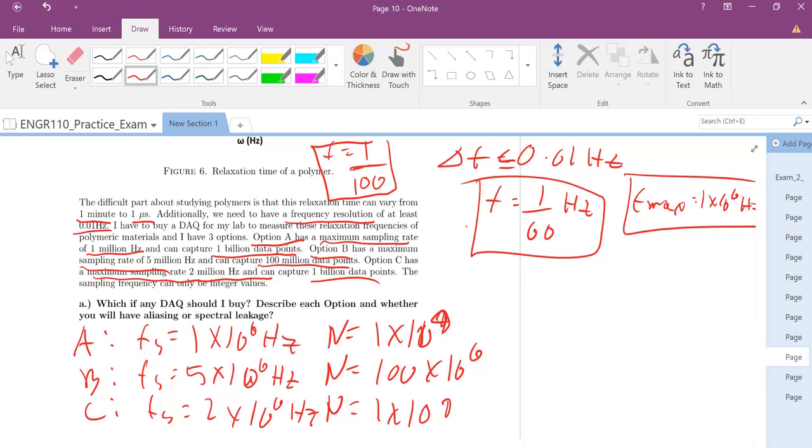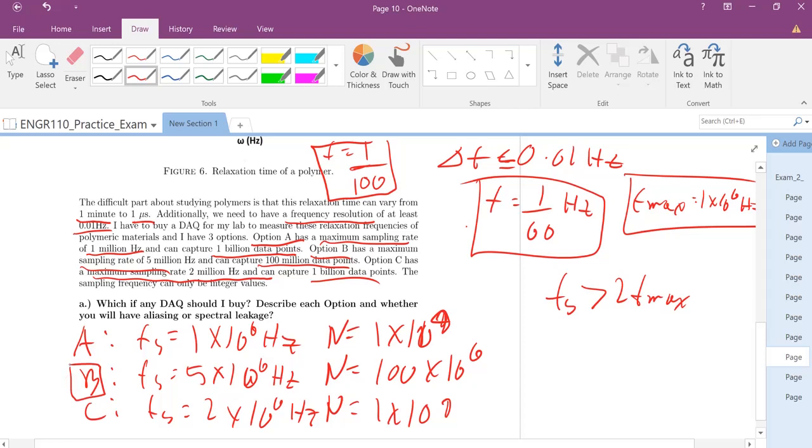So our F max is 1 times 10 to the 6. Which of these options are going to allow us to not alias our signal? Will A work? What's our rule? To not alias, we need to make sure that Fs is greater than 2 times F max. So 2 times F max, C, will it work? No, it's not greater than. It's equal to, but you'll still have aliasing. A, that's not going to work at all. So B is the only sample rate that is going to work to not alias our signal.